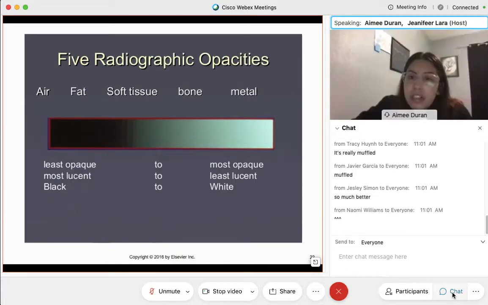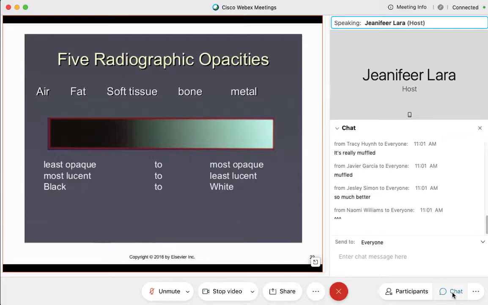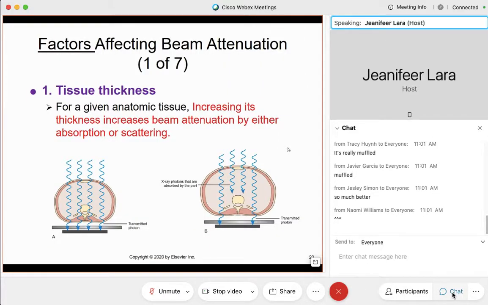Is it inverse? It is an inverse relationship. Absolutely. It is an inverse relationship, and this is how it's going to start looking. Any questions so far? So we're going to be talking about air, fat, muscle, bone, and metal. But the body's not really composed of a lot of metal, right? So we're going to mainly talk about this, but we know when metal is introduced to the body, such as repairs, it is going to absorb or appear high brightness. Make sense? Good.